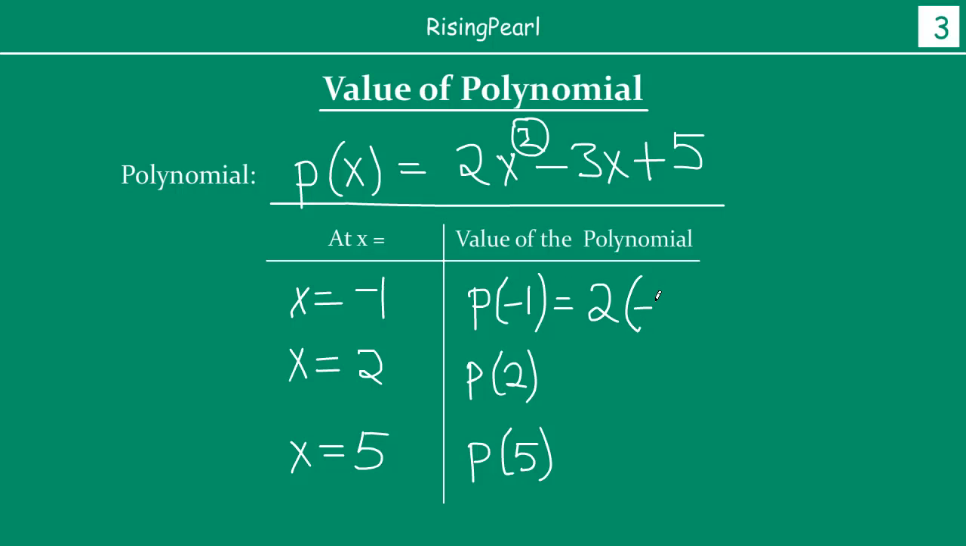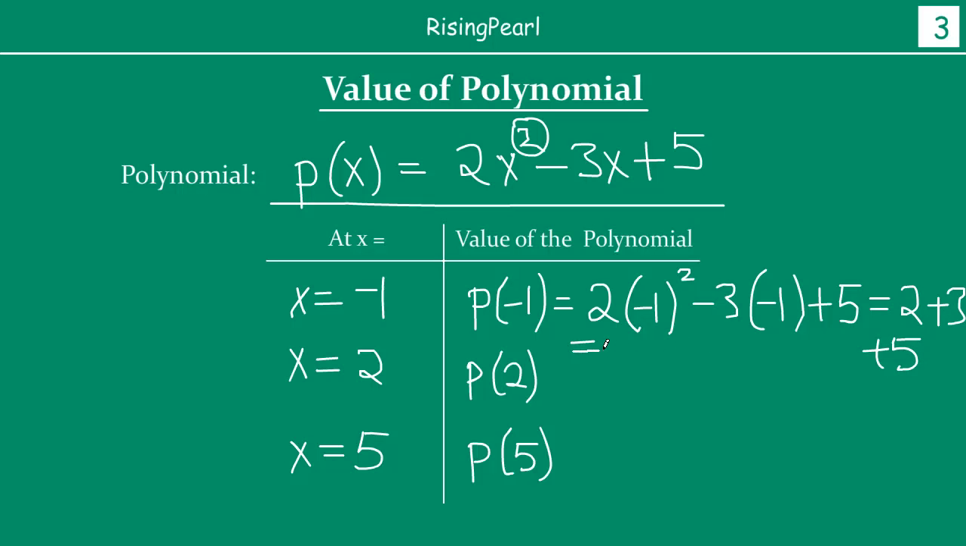So for the first one, again we are going to simply replace x with minus 1. So 2 times (minus 1) squared minus 3, x will be replaced by minus 1, and then we have 5. So this one will be, minus 1 squared, minus 1 times minus 1 is plus 1, and 2, so we will have 2. Now minus 3 times minus 1 is plus 3, and then we have plus 5. So this will be 2 plus 3, 5 plus 5, 10. So p(-1) is 10.